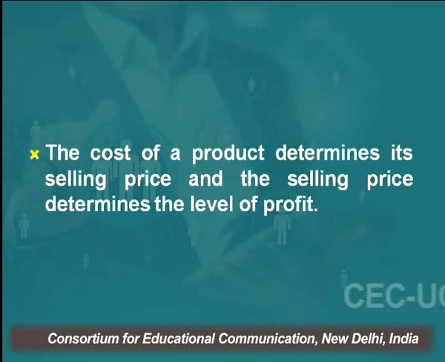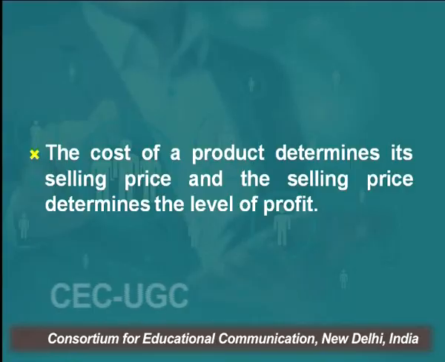So the cost of a product determines its selling price, and the selling price determines the level of profit. As all of us know, in the long run the cost of a product will determine its selling price. That is, if the cost is high, in the long run the selling price will also be high. If the cost is less, in the long run the selling price will also be less, right? And this selling price will determine the level of profit.